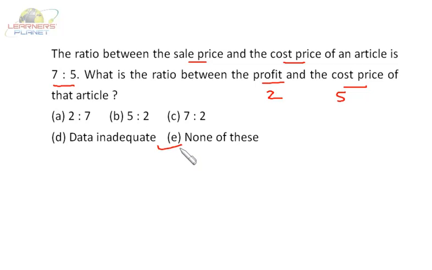So it's none of these over here. Since 5:2 is given, but we are asked about profit to cost price, not cost price to profit. So it is none of these. Be careful.